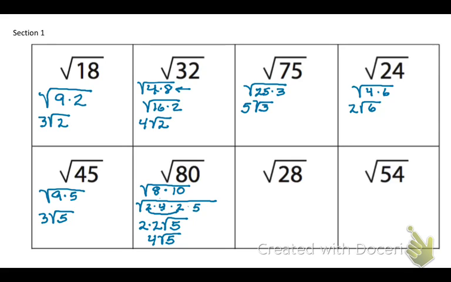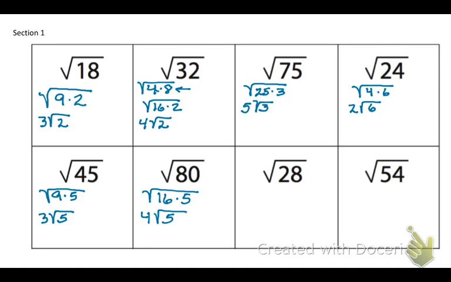Okay, if I had done that a little bit easier way, let me erase this one. I could have done square root of 16 times 5, and that would have just popped out: square root of 16 is 4 times square root of 5.